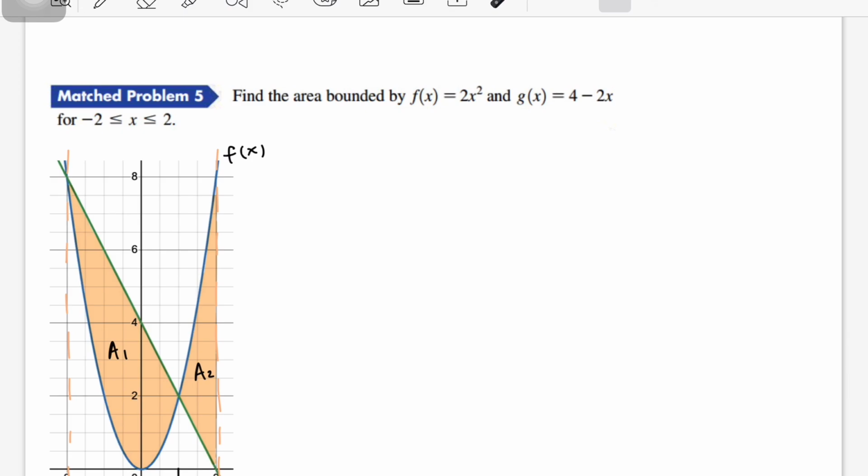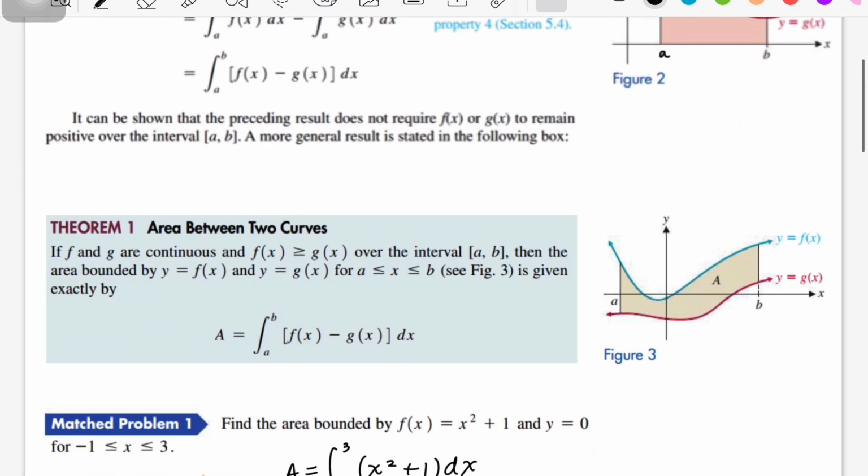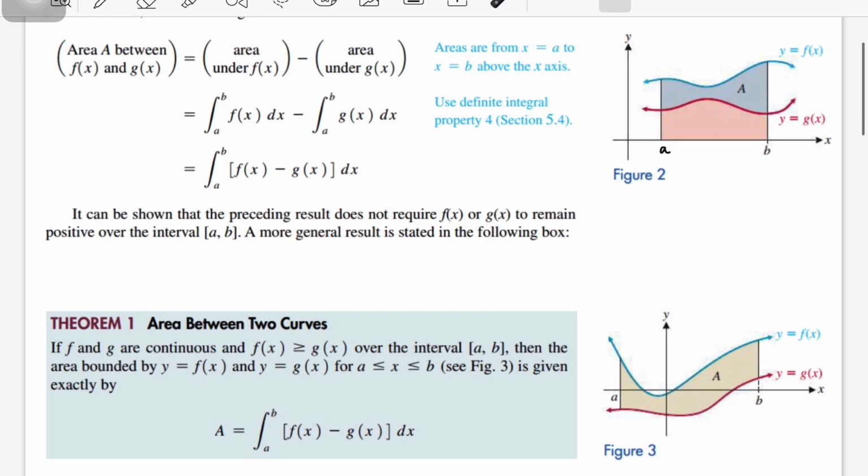So now we have two different regions. What we'll do is split these and evaluate them separately, and then to get the total area, we'll take the sum of those two. So we'll look at the area first of A1. Remember, when we're using our formula to find the area between these two curves, our function f of x needs to be greater than g of x, because we're taking the area under our greater function and subtracting out the area under our smaller function.